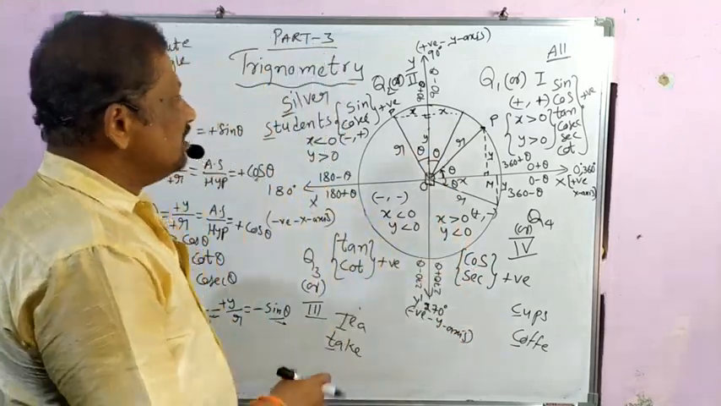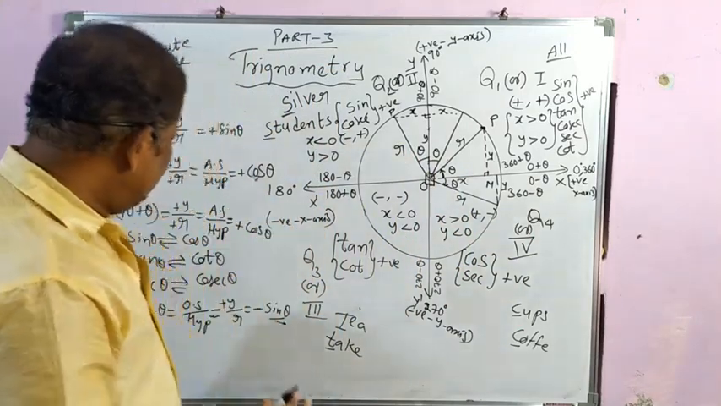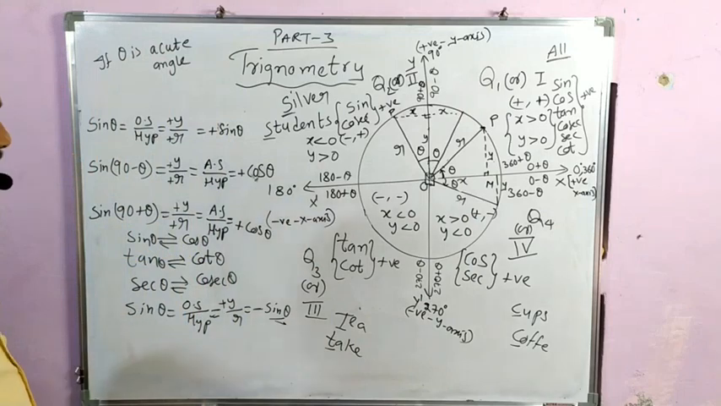So according to that, the signs will change. The negative and positive signs will change. Okay, is it clear? Next, copy it.